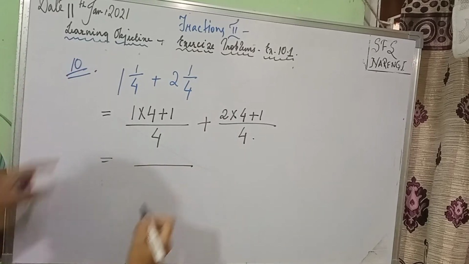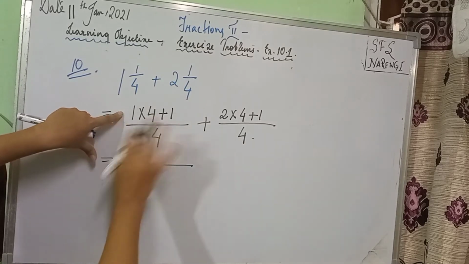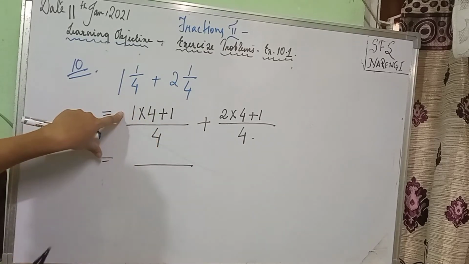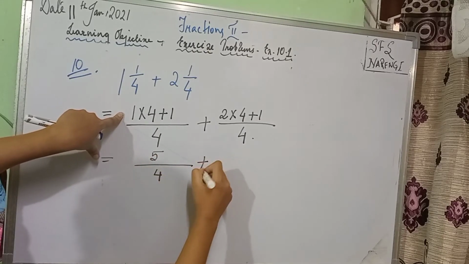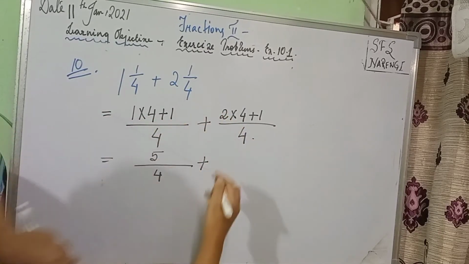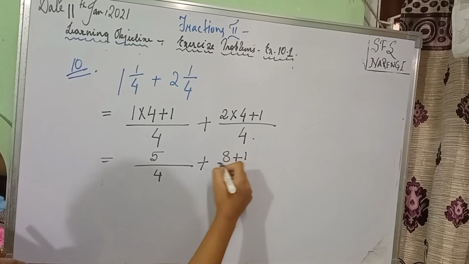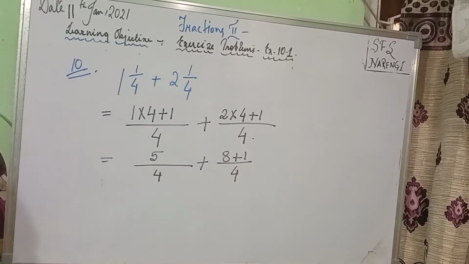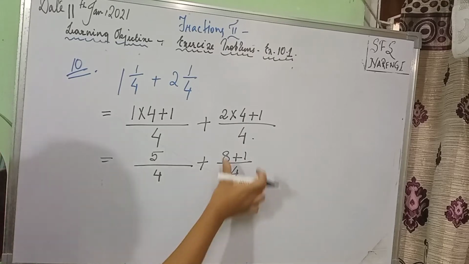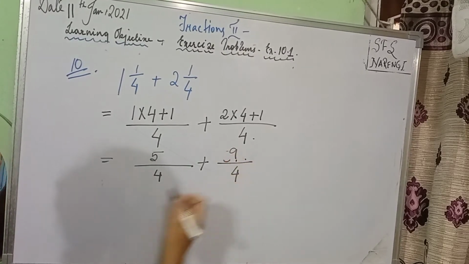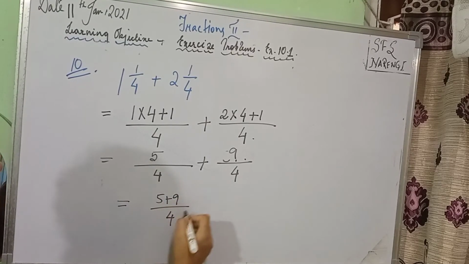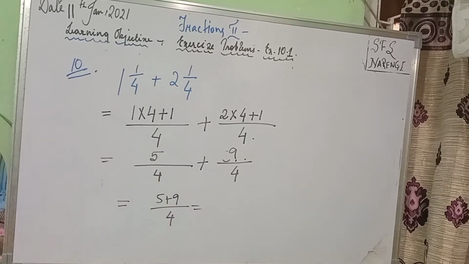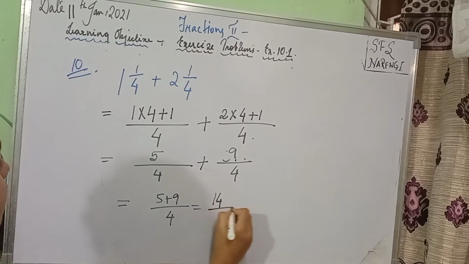Once you have done that, evaluate the numerator. That means do the calculations. 4 multiplied by 1 is 4, plus 1 is 5. 5 by 4 plus 4 multiplied by 2 is 8. 8 plus 1 divided by 4. This can also be written as 9. So all you have is 5 plus 9 divided by 4. And how much is that? 14 by 4.